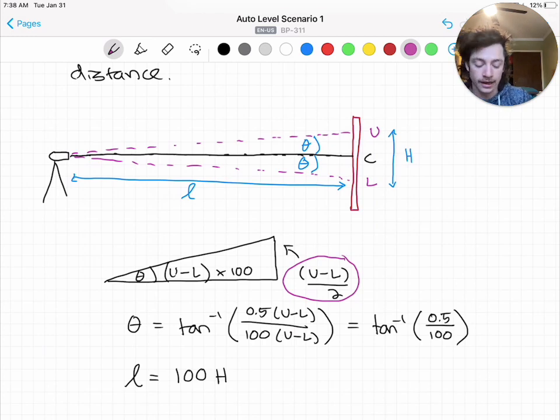If we're looking at this as a right triangle, you'd have our distance here to be u minus l times 100. And then we can calculate our angle theta to be fixed because when you do the arctan of these two distances, you see that the u and the l cancel out, and our theta will always be the same.